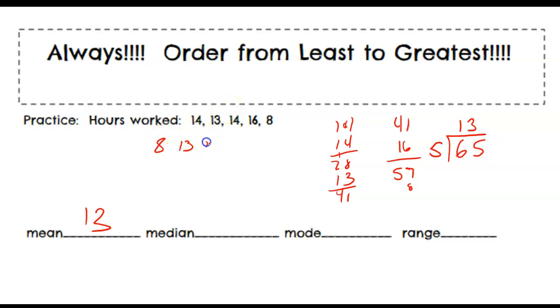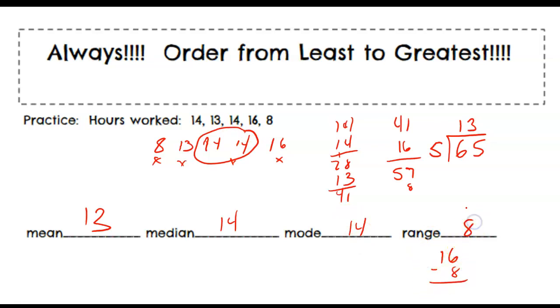8, 13, 14, 14, 16. And to find my median, I'm going to mark off the top 2 and then the next. My median is the one in the middle, and this time, since there's an odd number, there's only 1, so it's 14. My mode is the one that's used the most often, which is 14. And my range is my biggest minus my littlest, which is 8. So hopefully you got that. Are there any questions? Okay, moving on.